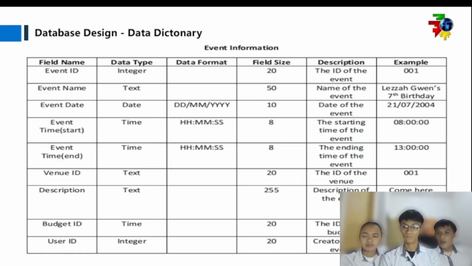The event information: event ID, the data type is integer, field size 20. The event name, the data type is text, field size 50. Event date, data type date, and field size 10. Event time, data type time, field size 8. Venue ID, the data type is text, field size is 20. And the description, the data type is text, field size 255. And budget ID, the data type is time and field size is 20. And the last one is user ID, the data type is integer and field size is 20.